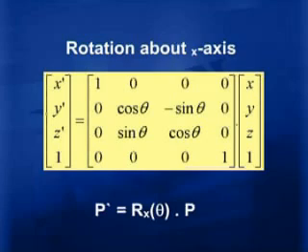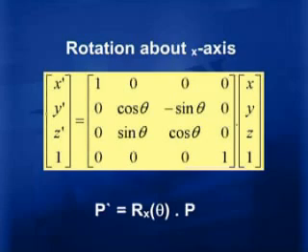And y dash and z dash, on the other hand, would be computed using the second row being multiplied by the column vector, resulting in what? 0 into x, giving us a 0. Cos of theta would be multiplied by y, giving us y cos of theta. Minus sin of theta would be multiplied by z, giving us minus z sin of theta. And 1 into 0 would be 0. So effectively, y dash would be computed to be equal to y cos of theta minus z sin of theta.